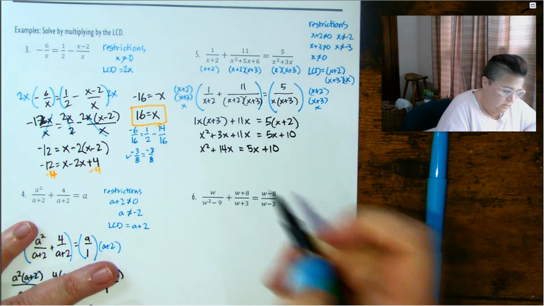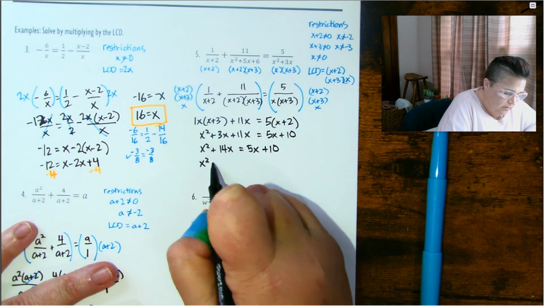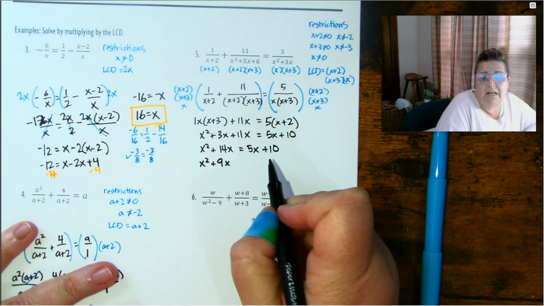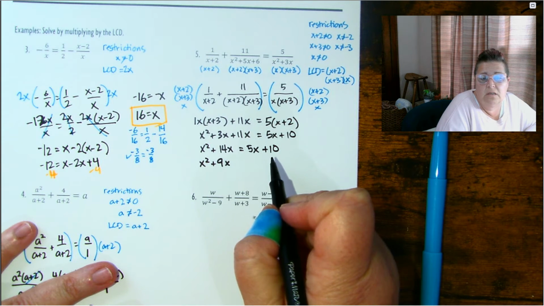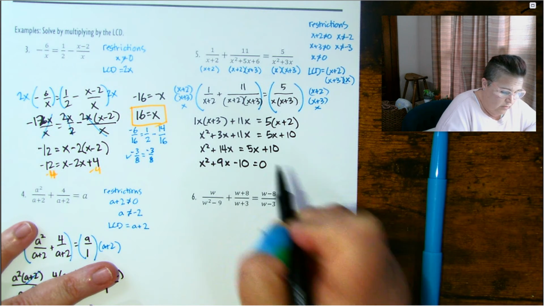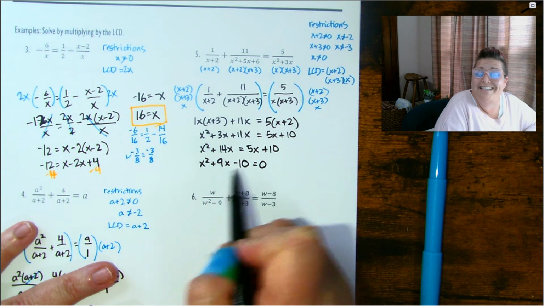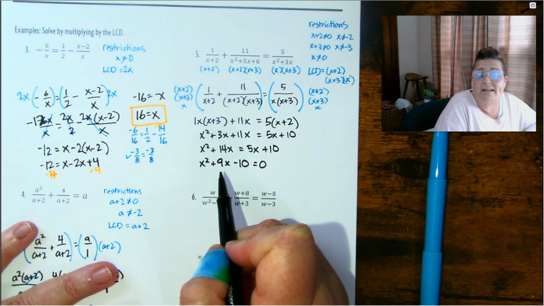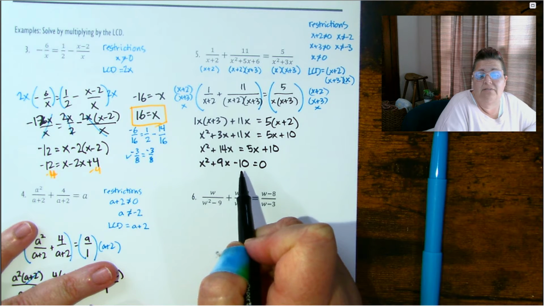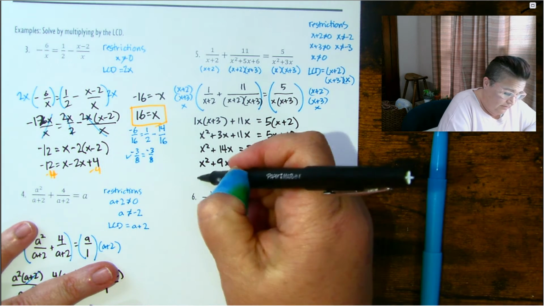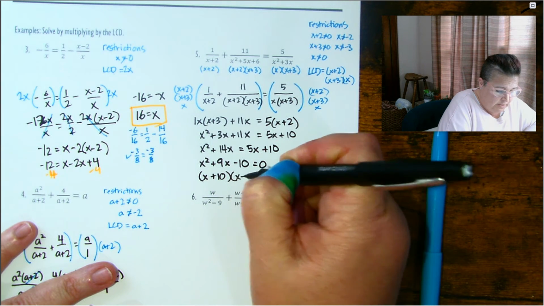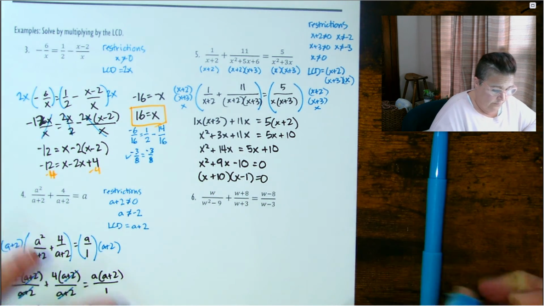I can move the 5x over. X squared plus 9x. Oh, do you see what I see? If I move that 10 over, it'll be a minus 10 equals 0. We did these. X squared plus 9x minus 10. So what multiplies to give me a negative 10 but adds to give me a positive 9? X plus 10, x minus 1 equal to 0.